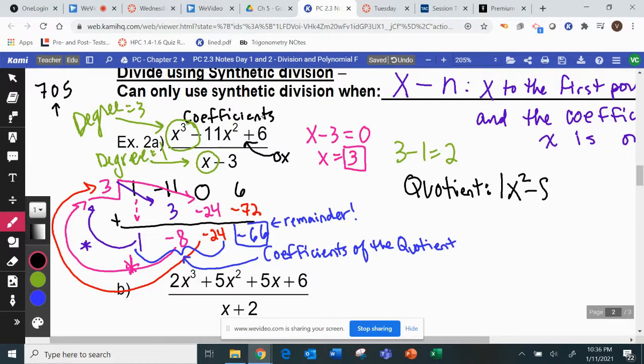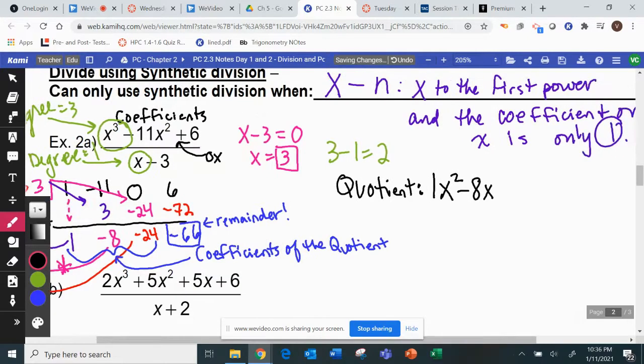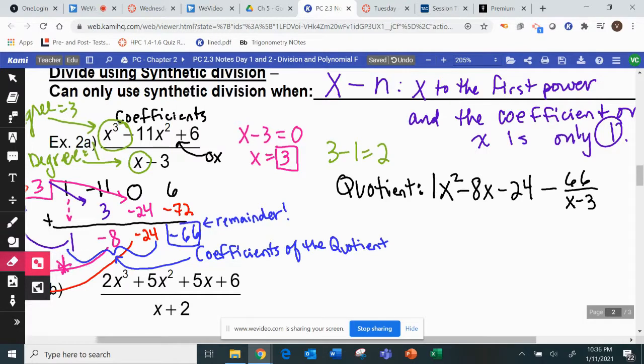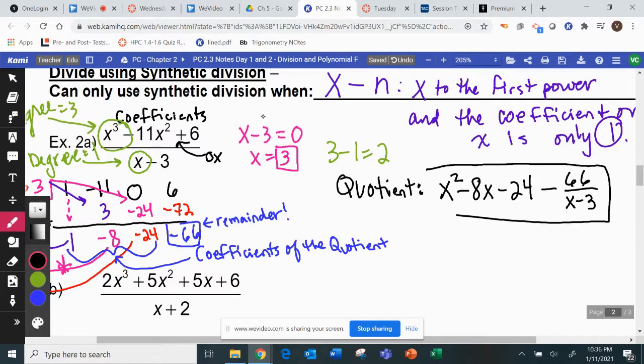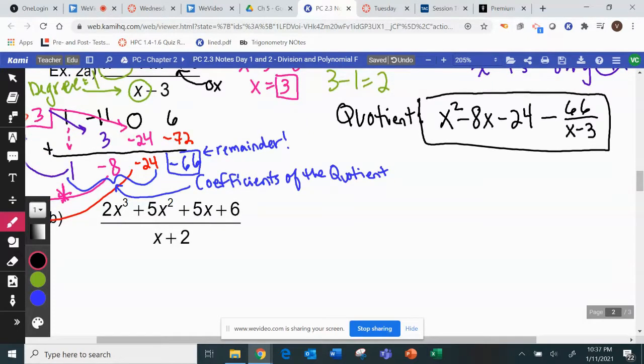Then we have a minus 8, and that goes down a power, x. Then we have a minus 24, and that has zero x's. And then we have our remainder, which is minus 66, and we put it over the divisor of x minus 3. Now, the only thing I would change is I wouldn't actually write the one in front, but I wanted to make sure you were following where I got it from. So now I'm going to do another problem, but without all that crazy directional angles.